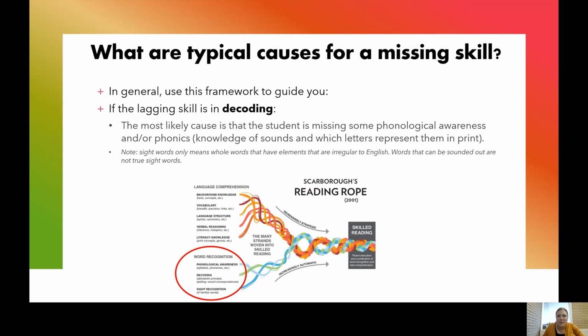Over the next slides, we're going to share a general framework to guide you in deciding what the likely root cause of a reading struggle is. If the lagging skill, or clue as we've been calling it, is in decoding, the most likely cause for this struggle is that the student is missing some phonological awareness and/or phonics skills.